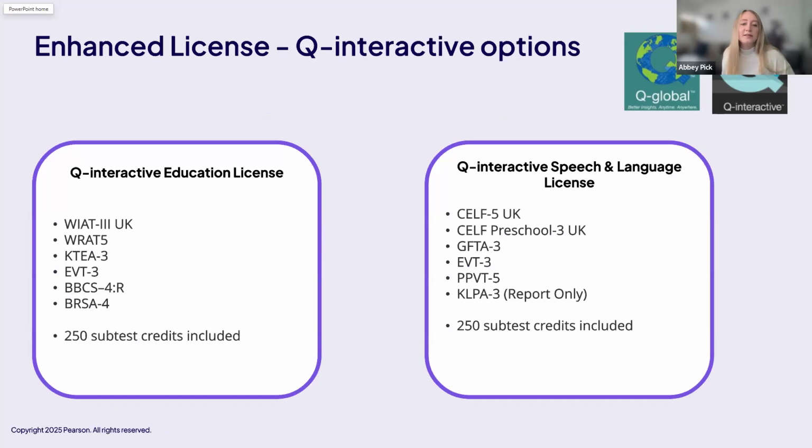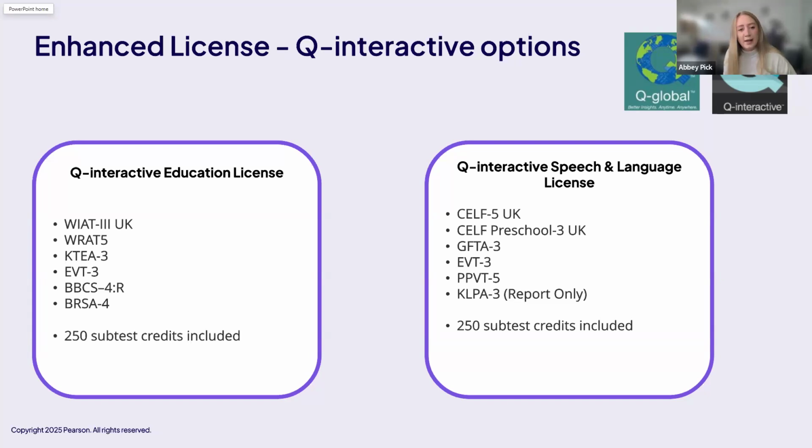So here we can see the different assessments available on the education license and on the speech and language license. The education license includes access to the WIAT3, the RAT5, KT3, EVT3, BBCS4R, and BRSA4. And you'll have 250 subtest credits to use on any of these assessments. The subtest credits are generic, so you don't have to state which ones you're using them on. You can use them across any of the available assessments.